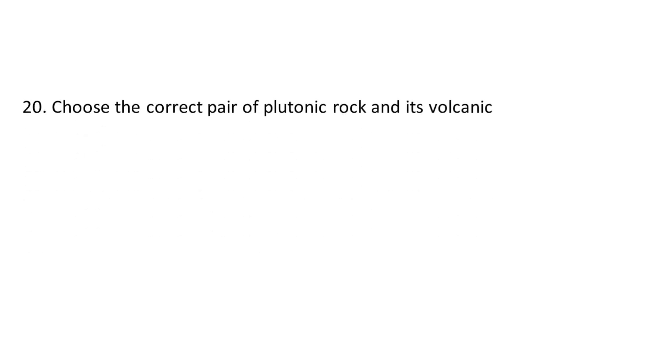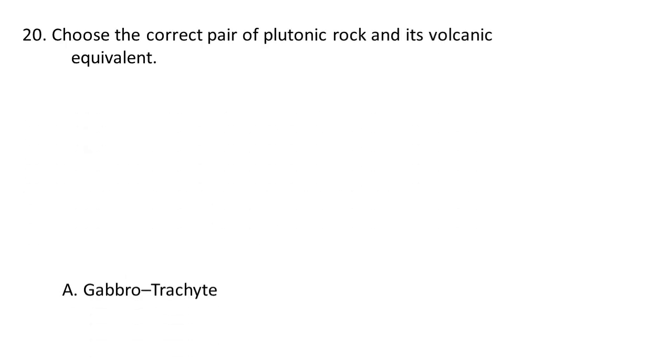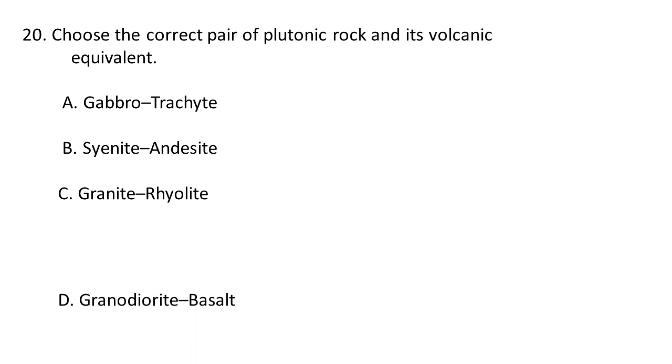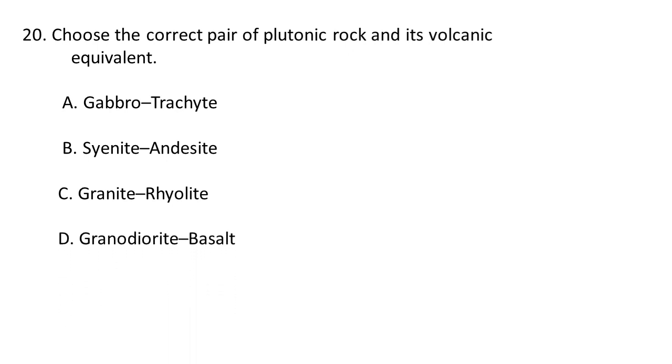Next question. Choose the correct pair of plutonic rock and its volcanic equivalent. A. gabbro trachyte, B. syenite andesite, C. granite rhyolite, D. granodiorite basalt. So the correct pair of plutonic rock and its volcanic equivalent is granite. Granite is a plutonic rock and its volcanic equivalent is known as rhyolite. So C is the correct option.